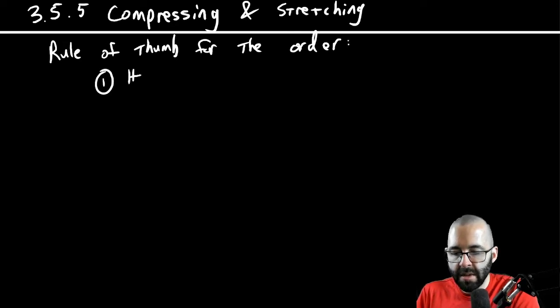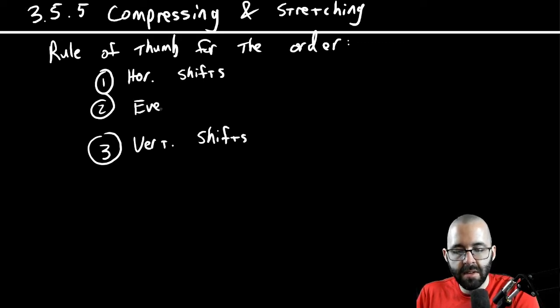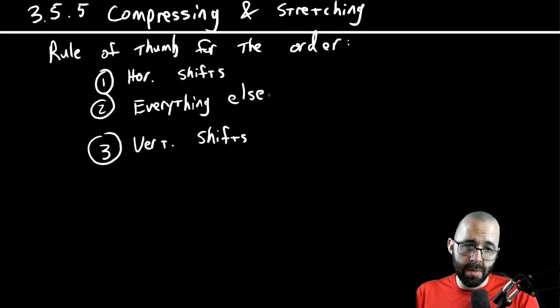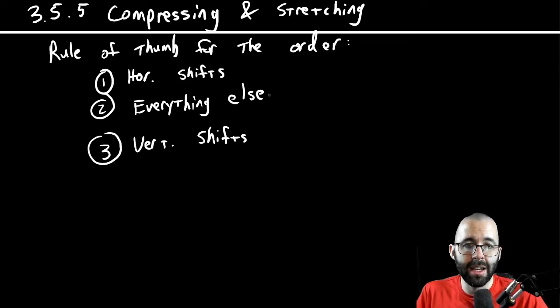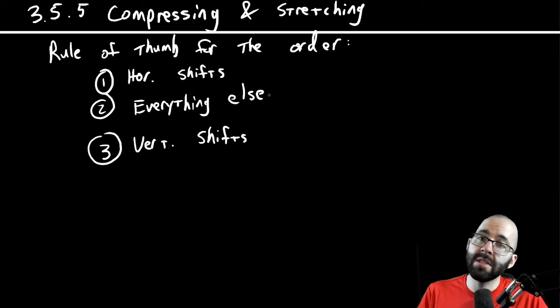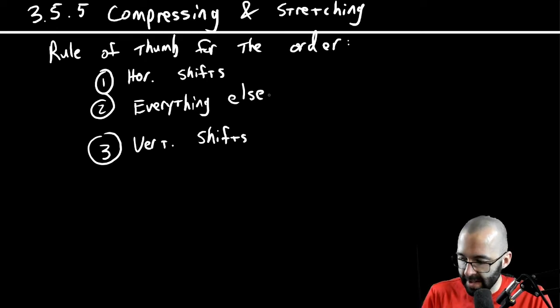So usually, we're going to want to do horizontal shifts first. We're going to do vertical shifts last. And then everything else will be in the middle in any order. And again, this is just kind of a rule of thumb for the problems that we're going to come across. The actual distinctions here are a little bit more complicated. Okay, but we won't worry too much about that just yet. As always, check your answers with Desmos. Check your answers by graphing it on a computer, on your calculator, etc.